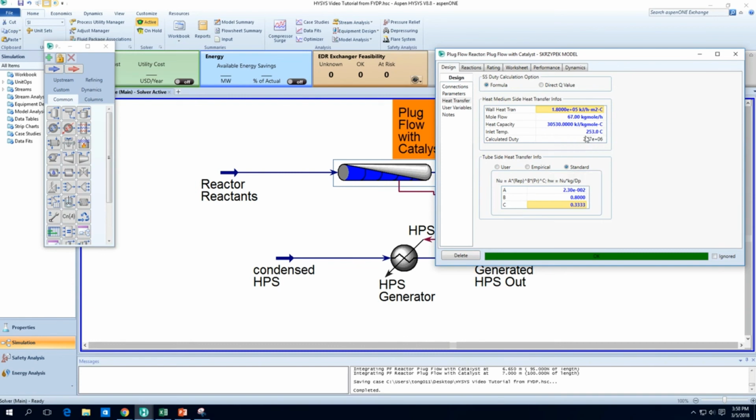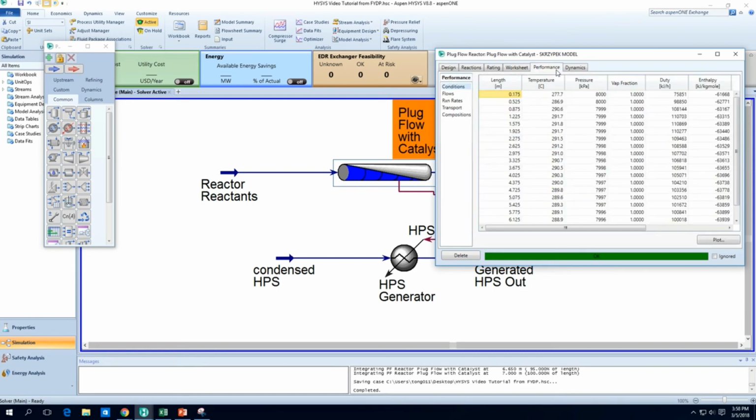So now you have properly turned it into a diabatic reactor. And of course you can actually see the temperature profile along the whole reactor. You see it starts at 277.7 and shoots up to 291, then it drops back down to 288.